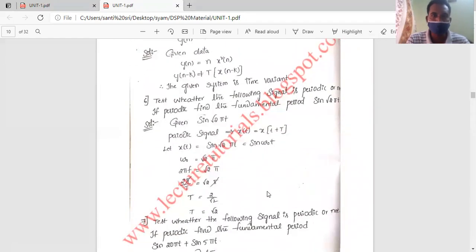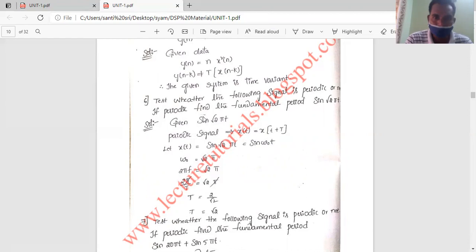Next, we will test whether the following signal is periodic or not. If it is periodic, find the fundamental period. Fundamental period means T. We have to find out the value of capital T. The given problem is sine root 2 pi t. It is in the form of sine omega naught t. What is the condition for the signal to be periodic? It has to satisfy the condition x of t is equal to x of t plus T.